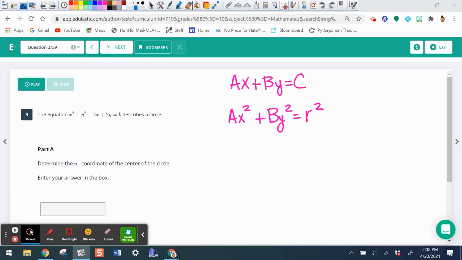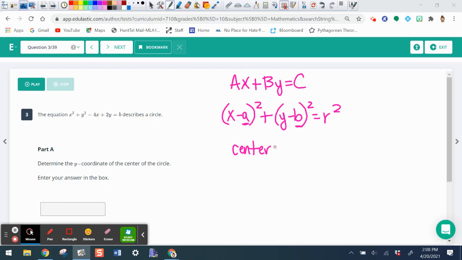I apologize, I misspoke there. It's some form of this. I forgot that there are binomials involved. It would actually be (x minus a) squared plus (y minus b) squared equal to r squared, where a and b are actually the center of the circle. So it's the coordinate (a, b), and r is the length of the radius. So this is standard form of a circle.